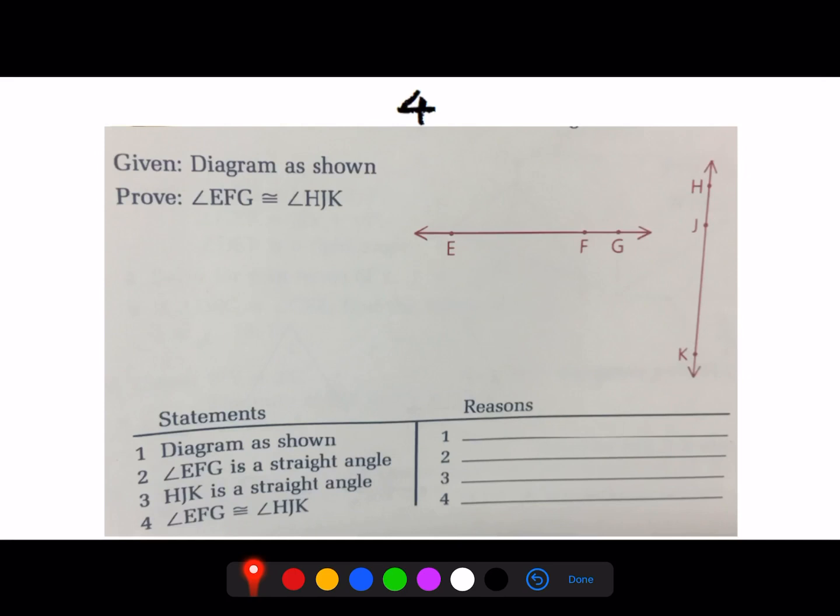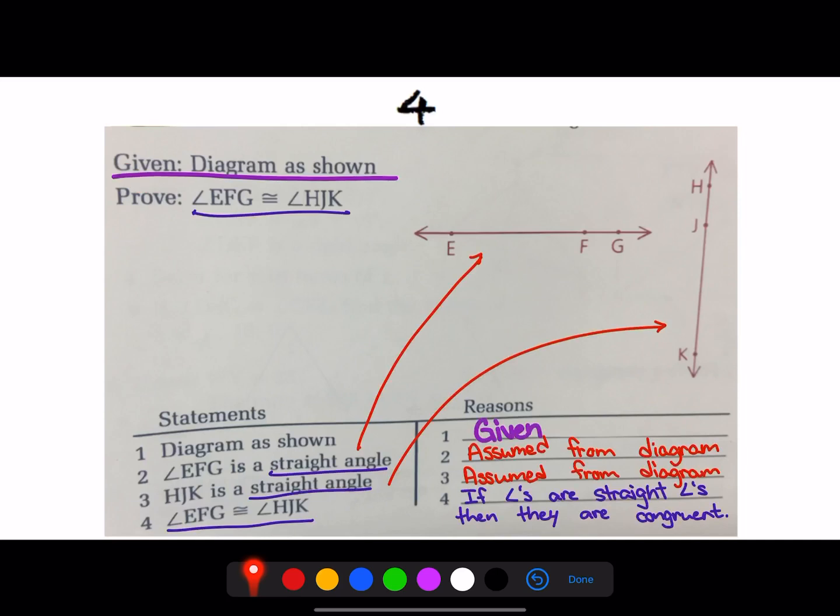All right, so for this one, we're given diagram is shown. We want to prove angle EFG is congruent to angle HJK. Now looking at our diagram, these are both straight lines, meaning that they'll create straight angles. So my first statement is diagram is shown. Well, that's given to us. So I just write given for my reasoning.